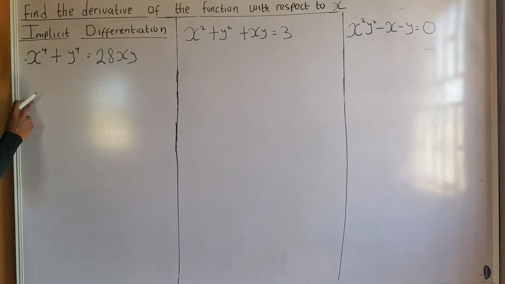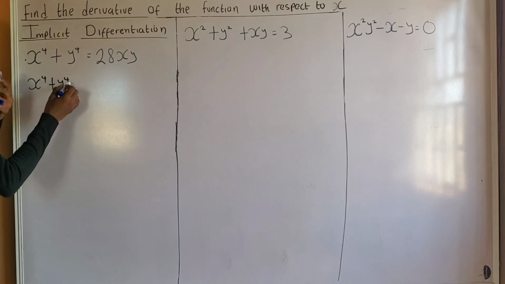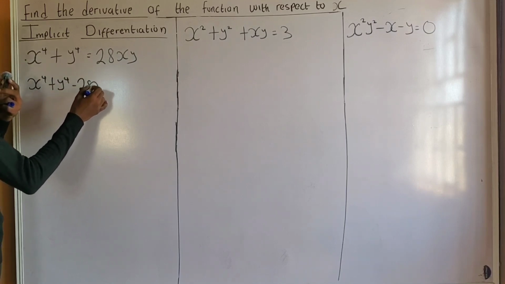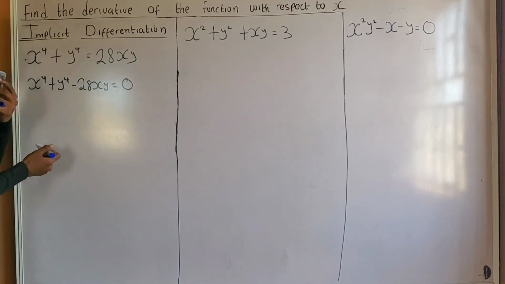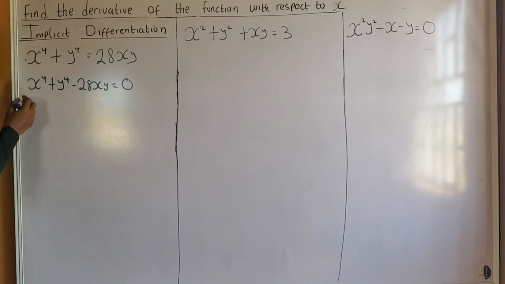How do we take the derivative of this function? Let's rewrite this function as this: x raised to the power of 4 plus y raised to the power of 4 minus 28xy equals 0. Okay? Now, let us differentiate x raised to the power of 4. Differentiating x raised to the power of 4, we're going to have 4x raised to the power of 3.